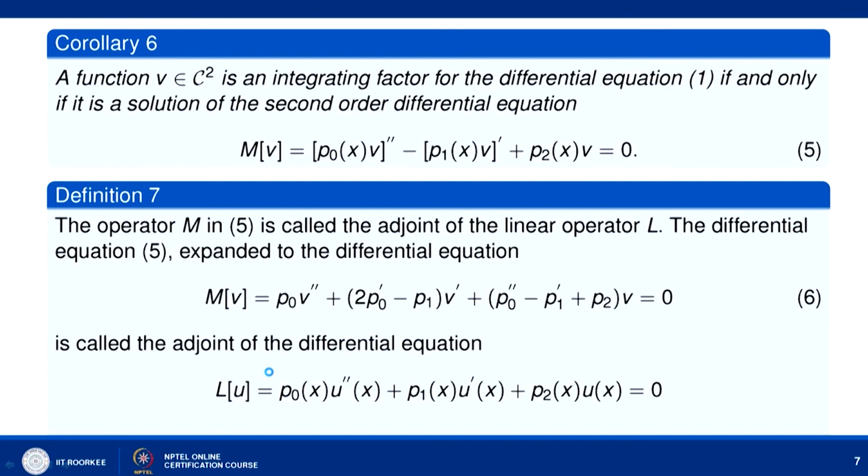Now, as we have already discussed, a function v belonging to C2 is an integrating factor for the differential equation 1 if and only if it is a solution of the second order differential equation p naught x v double dash minus p1 x v dash plus p2 x v equal to 0. How does it come about? Let us see.